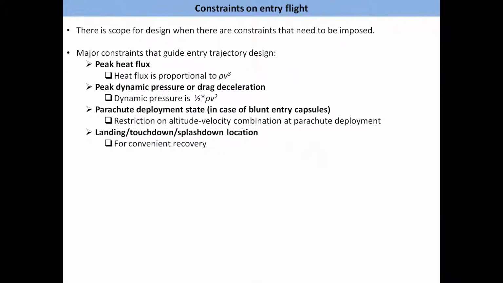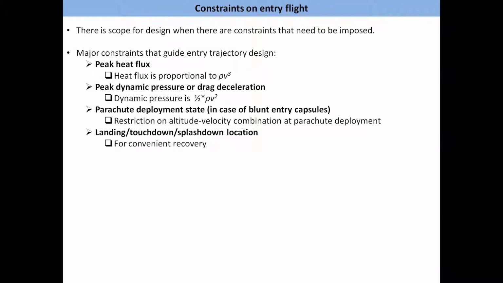Now, okay. So the title is trajectory design. There is scope for design only when there are certain constraints that need to be satisfied while the entry vehicle descends through the atmosphere. The major constraints that guide entry trajectory design are peak heat flux, where heat flux, as you know, is proportional to the atmospheric density times the cube of velocity, peak dynamic pressure, and parachute deployment state. That may be a constraint in case of entry capsules which have to be recovered using a parachute. So parachute deployment has to happen at certain altitude velocity combinations, otherwise it will not be a successful endeavor.